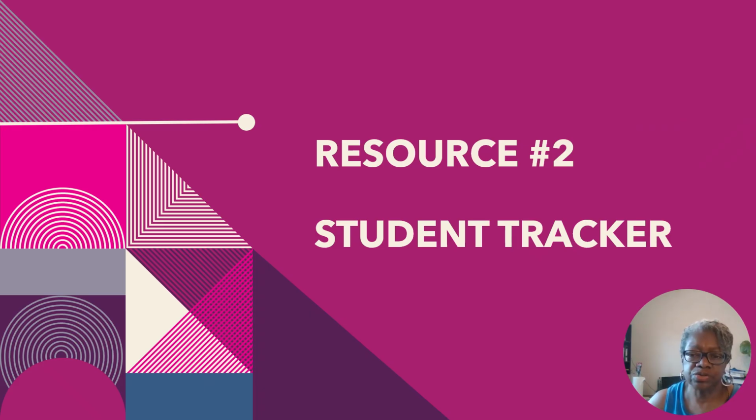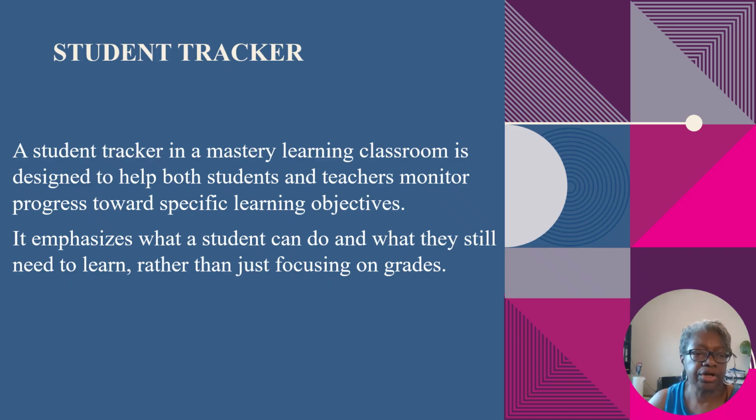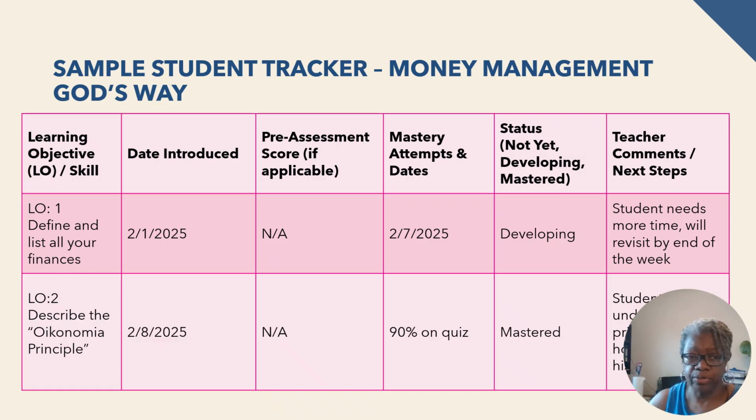Our second resource is going to be a student tracker. A student tracker in the mastery learning classroom is designed to help students and teachers monitor progress toward specific learning objectives. It emphasizes what a student can do and what they still need to learn, rather than just focusing on grades. Now, I can say I truly found a student tracker, when I used it in my classes, to be very, very, very helpful.